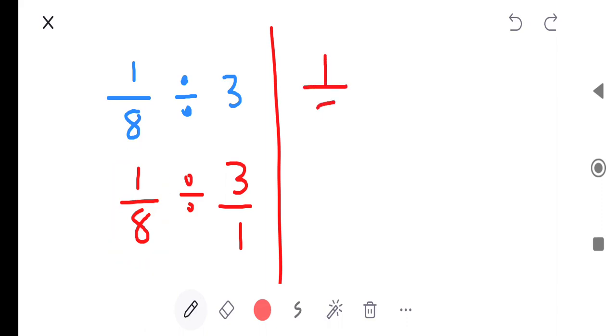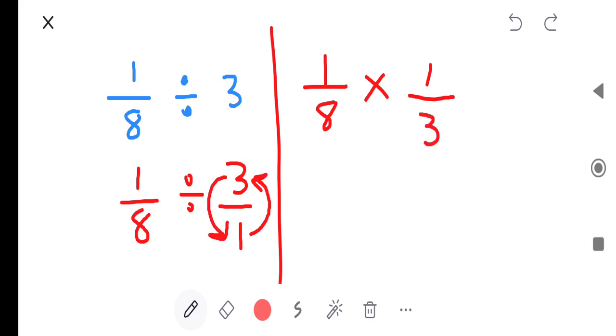Then you change division to multiplication. Then you flip this fraction. When you flip 3 over 1, 1 will go up and become the numerator, then 3 will come down and become the denominator.